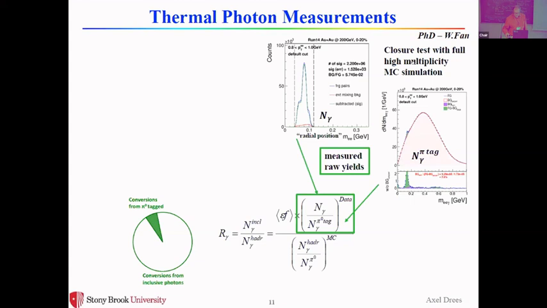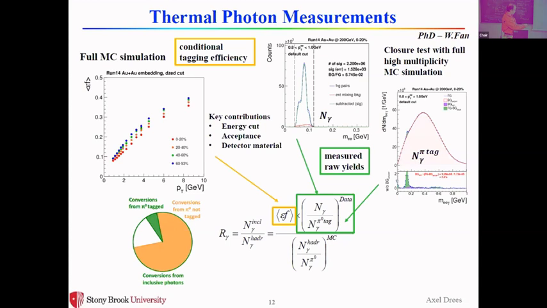So down here, that was a cartoon of all of them. And then the ones we tag, these are the photons from pi zeros where we missed the second partner. That probability we determined from a Monte Carlo calculation. I've shown here the result. There's a small centrality dependence. The key ingredient is that there's an energy threshold on the second photon, so you lose whatever is below that energy threshold. The acceptance, of course, and a little bit of the detector material is hidden in this quantity.